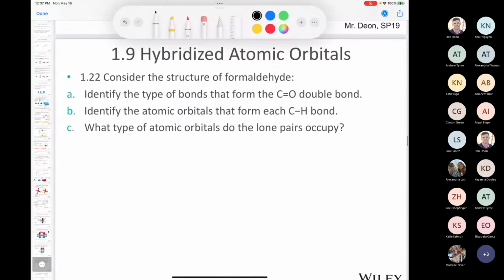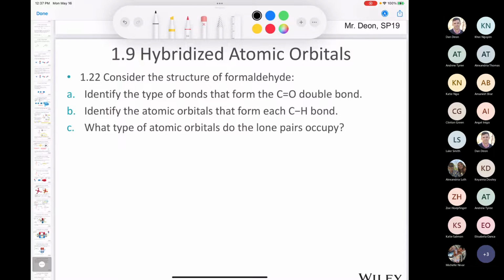All right, with all that information in mind, let's see if we can try a practice problem. Let's see if we can draw the structure of formaldehyde. We're going to identify the types of bonds that form the carbon-oxygen double bond, identify the types of orbitals in each carbon-hydrogen bond, and identify the atomic orbitals that the lone pairs are occupying.